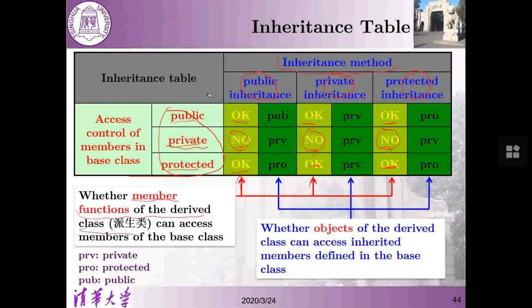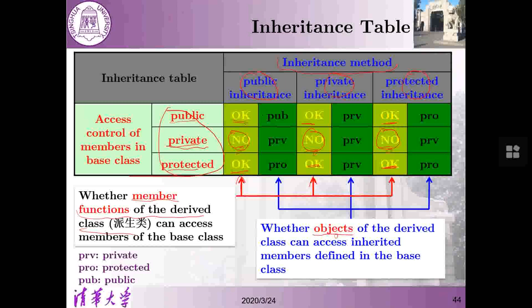This blue part means whether the derived object, if we use the derived class to define some object, can access the members in the base class. Okay, so this is the difference.